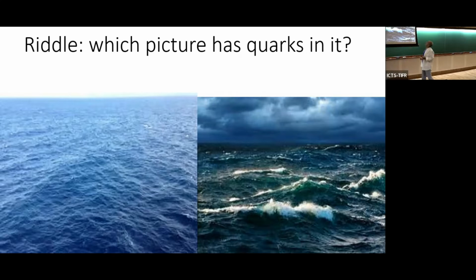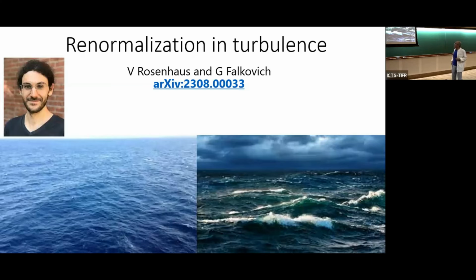That's my riddle. So what do you think? In which part are there quarks? Or there may be no quarks whatsoever? Except inside hadrons, which comprise this matter, which is called flow. Of course, there are quarks inside hadrons, but I mean by analogy. Okay, so here is the work.